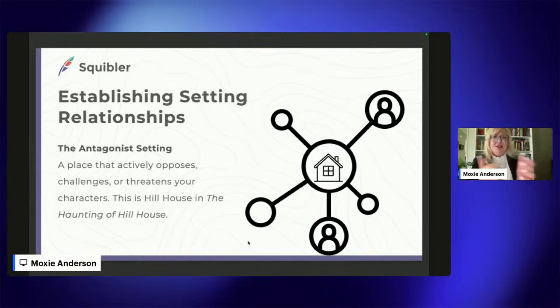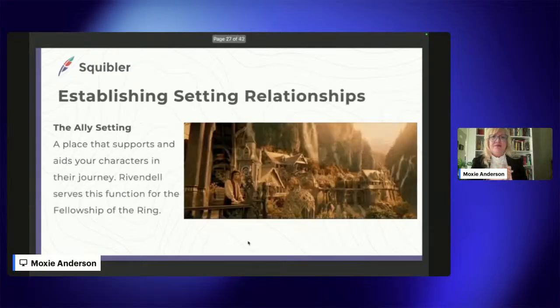A setting can also be an antagonist. It can be a place that opposes or challenges or threatens your characters. This is Hill House in The Haunting of Hill House. It's a malevolent entity on its own. It could be something like a survival or a thriller screenplay or novel that you might be writing, where the forest can be very challenging and opposing the person who's trying to stay alive.